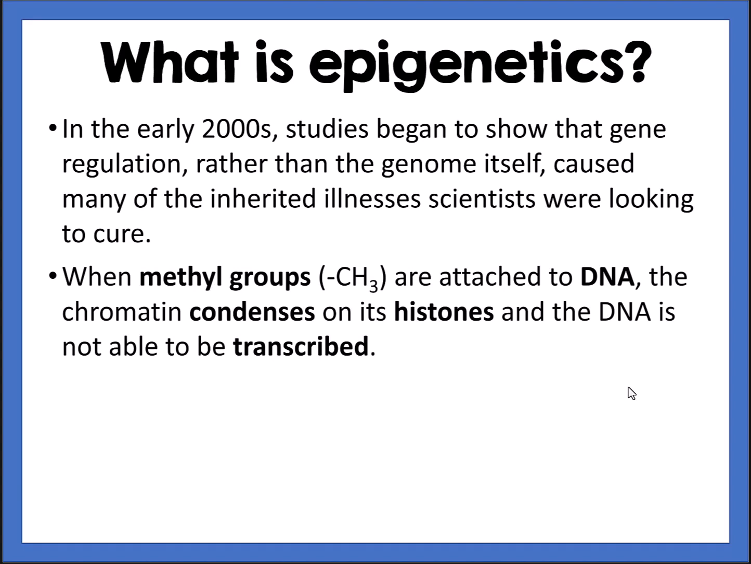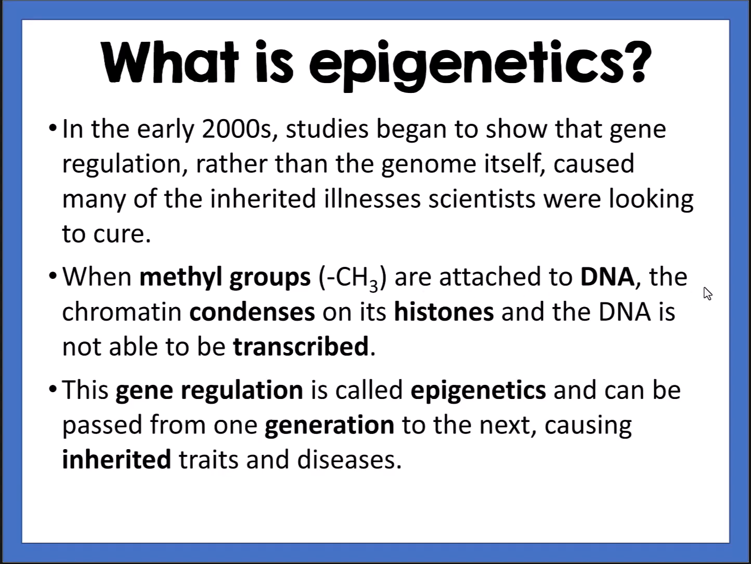When methyl groups, methyl being CH3, are added to DNA, the chromatin condenses on its histones, and the DNA is not able to be transcribed. So these little groups of carbon and hydrogen are called methyl groups, and when they are attached to pieces of DNA, double helix, the chromatin, or those long strands of DNA, actually condenses on the histones, winds the chromatin up more tightly, and then the DNA is not able to be transcribed.